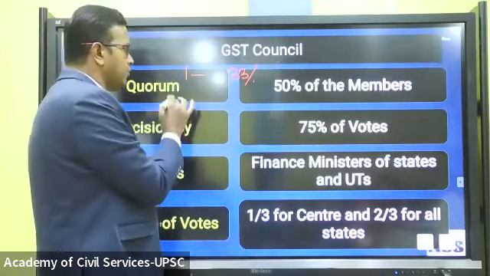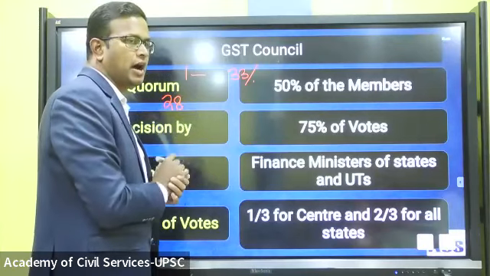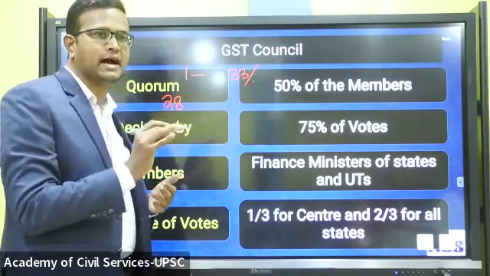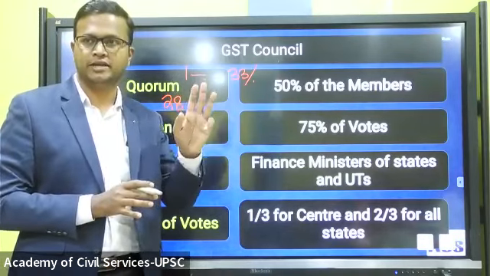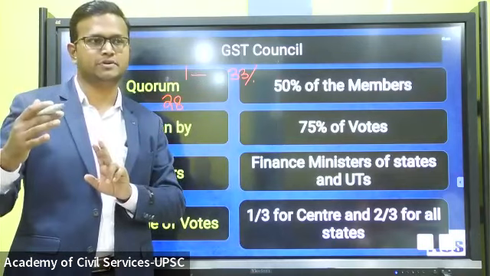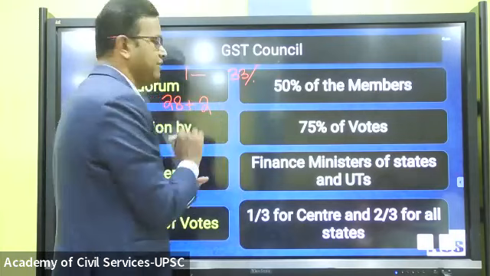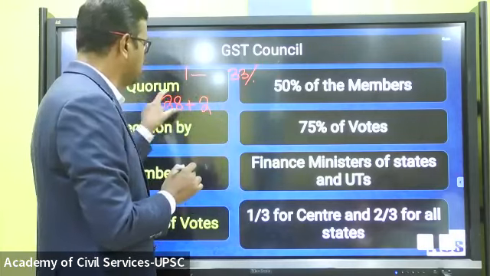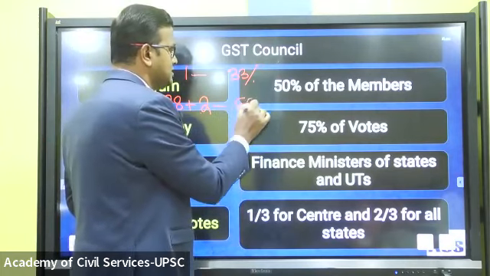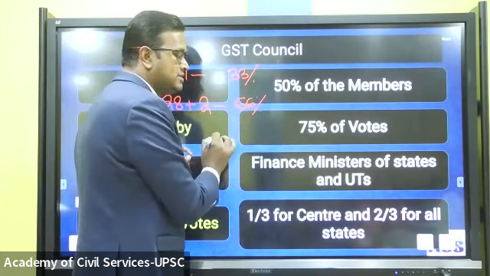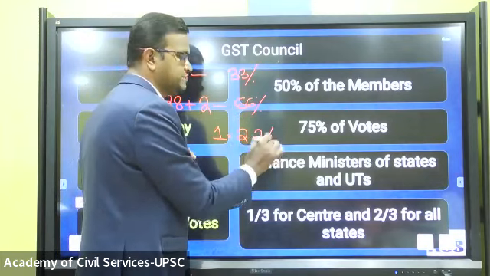Then all states and union territories. How many states are there in India? 28. How many union territories have a government with a finance minister? Puducherry and Delhi; Jammu and Kashmir will have one in future, at present it is not there. Then 2 union territories have a finance minister. These 30 members, their total vote value is 66%. That means one state's or union territory's vote value is 2.2%.